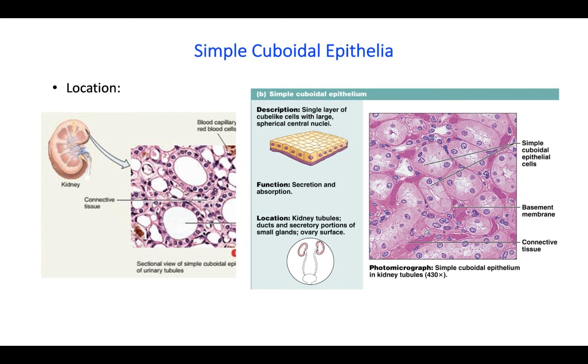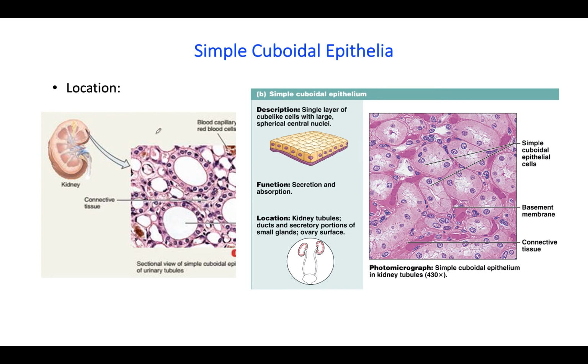I think this figure is from the text, so you can review this. The more you see the figure, the more you get familiar with each type of epithelial tissue. So here's a kidney tubule. Look here, each cell is cuboidal in shape and in a single layer. Therefore, we call this simple cuboidal epithelia. So in the kidney region, we can observe simple cuboidal epithelia.